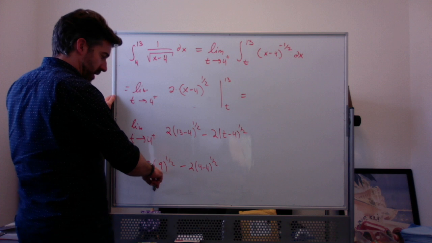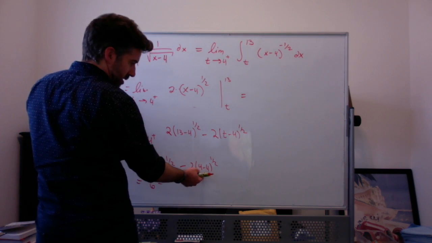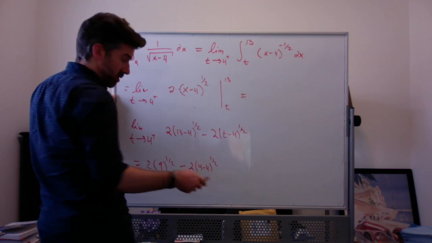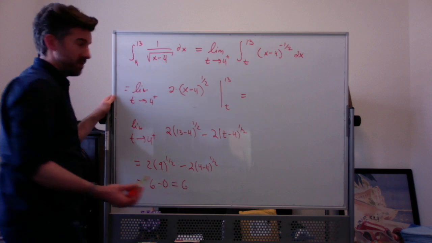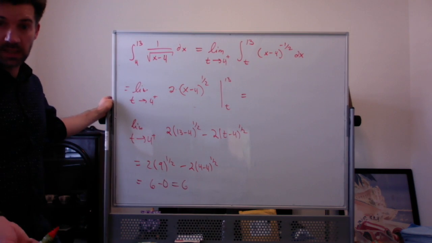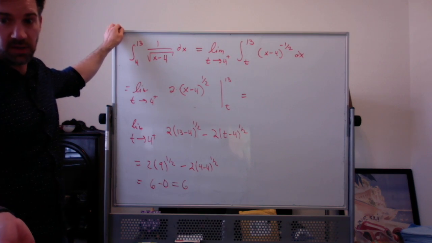So 9 to the 1/2 is the square root of 9, which is 3. 2 times 3 is 6. So you get 6 minus 0 to a positive power, or the square root of 0, which is just 0. So you get 6 minus 0, which is 6. So I would say this integral converges to 6. And it might be important to actually write that down if you're finding an integral to be convergent.